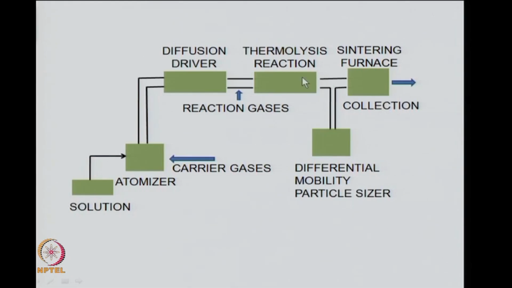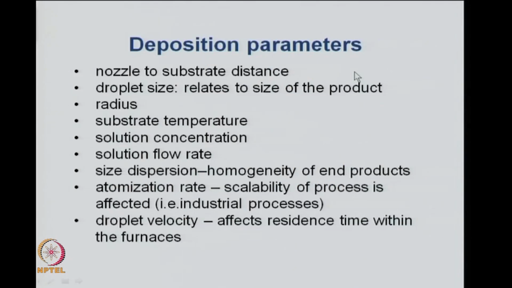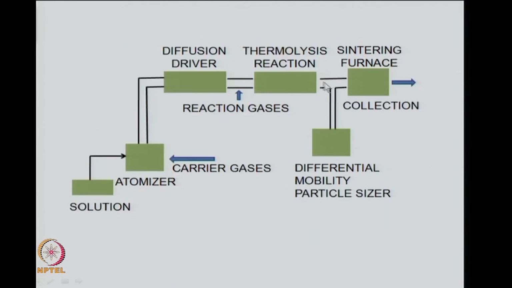Now, in between these chambers you can find out what is the size of the particles which are coming from the thermolysis chamber to the sintering furnace, because once it is in the sintering furnace you may have agglomerates of particles. Before that, here you may have individual particles. So, it is good to find out the size of the individual particle when the particles are in this region. So, in this region we attach what is called a differential mobility particle analyzer.